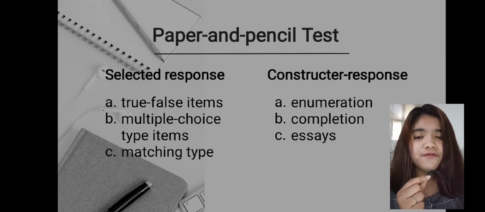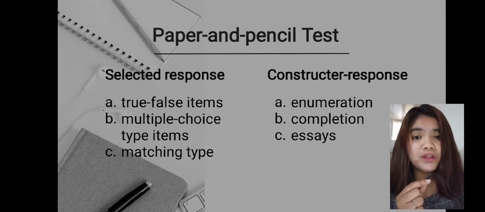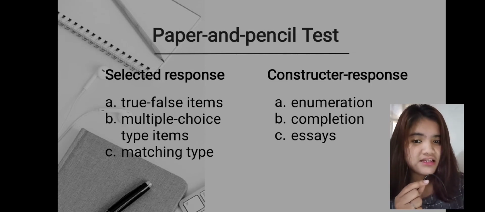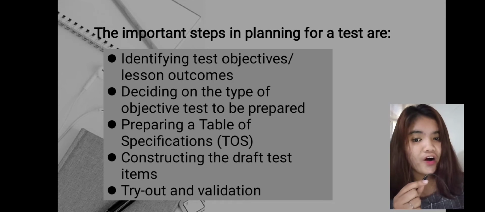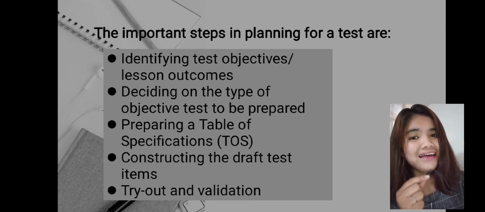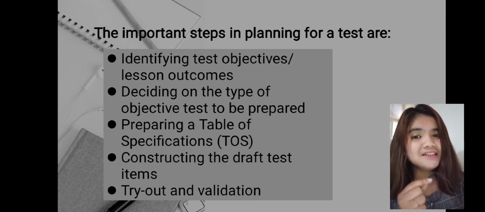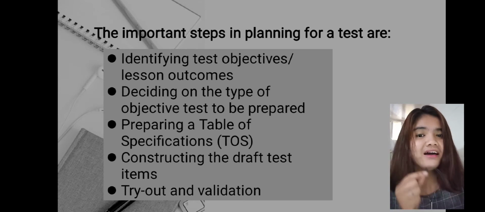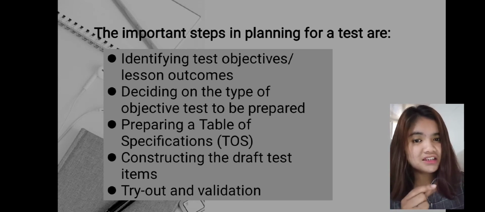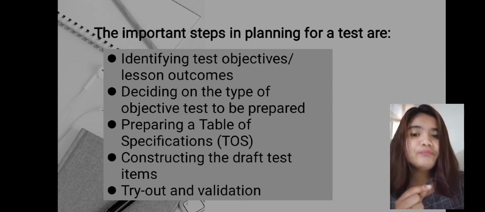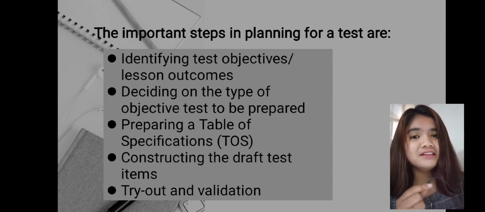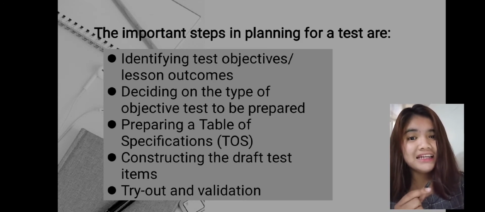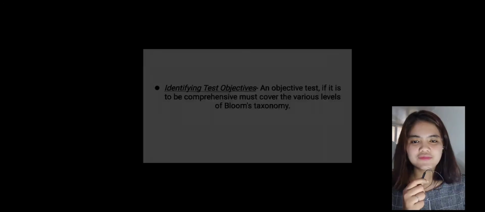The construction of valid test items begins with a table of specifications. And the important steps in planning for a test are, first, identifying test objectives or lesson outcomes. Second, deciding on the type of objective test to be prepared. Third, preparing a table of specifications or TOS. And fourth, constructing the draft test items. And lastly, tryout and validation.